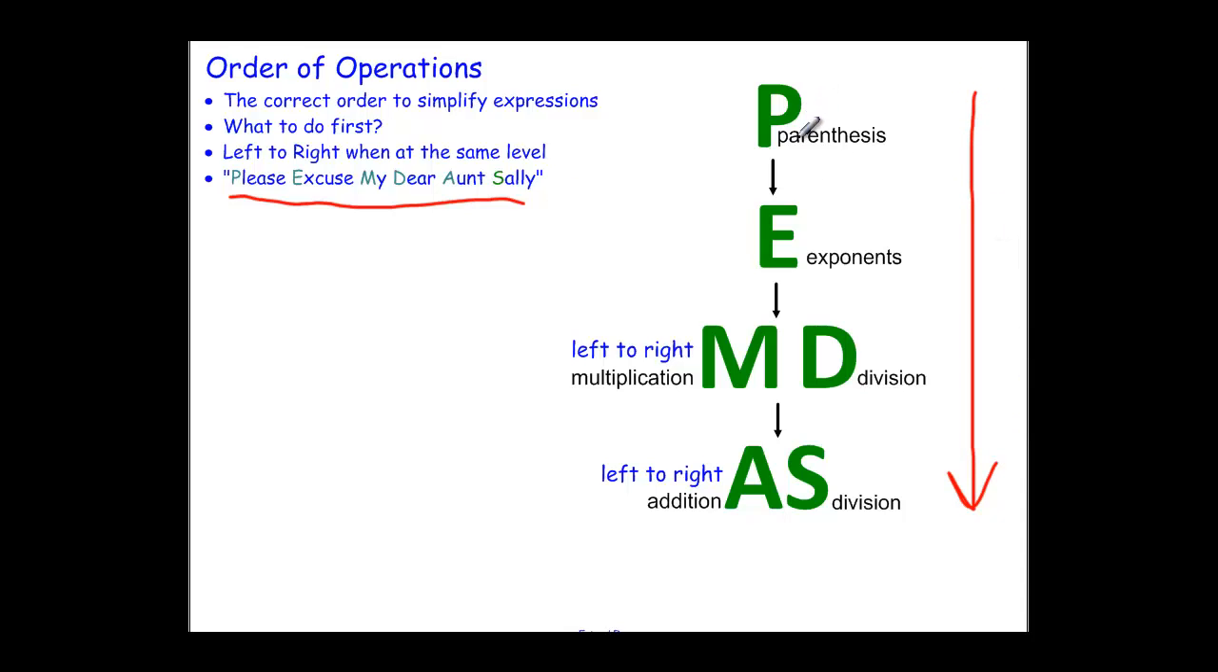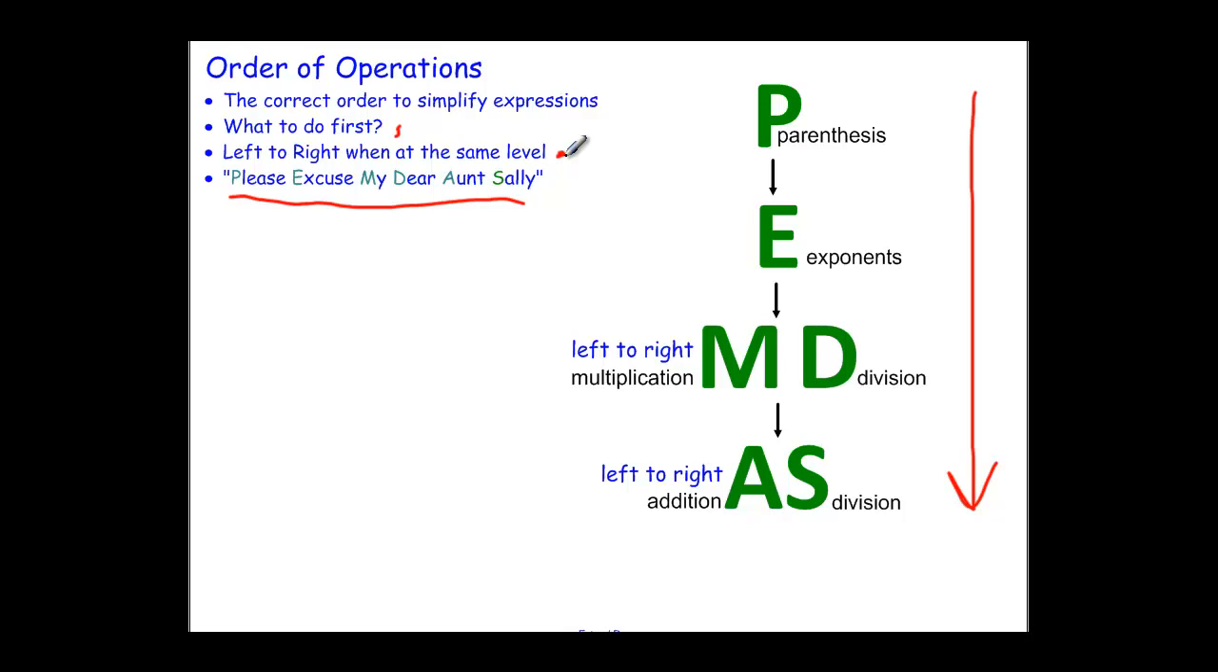You always start at the top and work your way down. And the question is over here, what do we do first? What do we do next? And so forth. And the other thing to remember is whenever you get to the same level as you're going down, if you're at the same level, you're going from left to right. Okay, so let's figure out the correct way to do this.